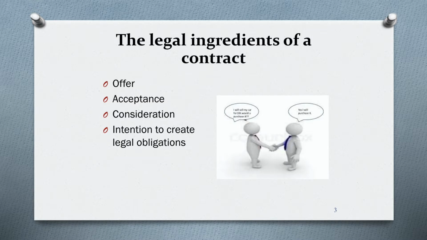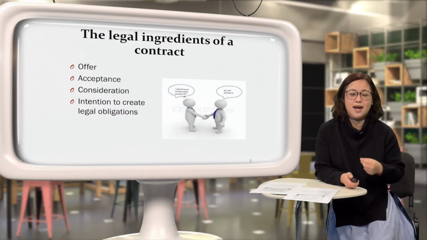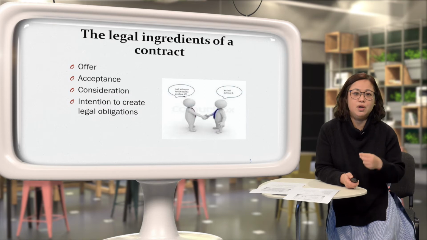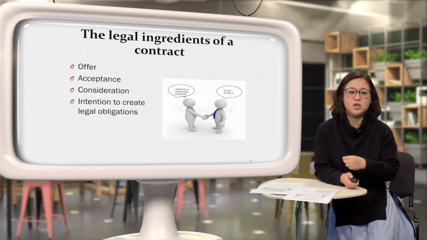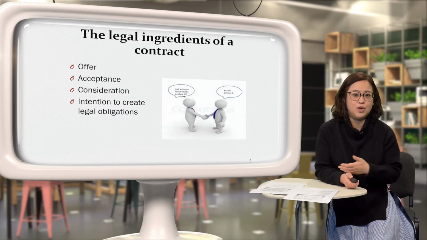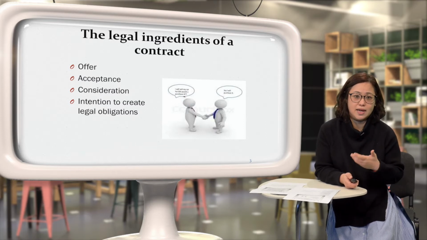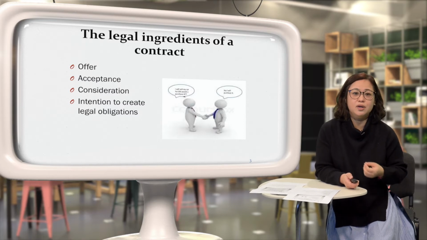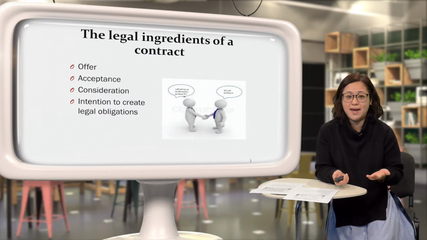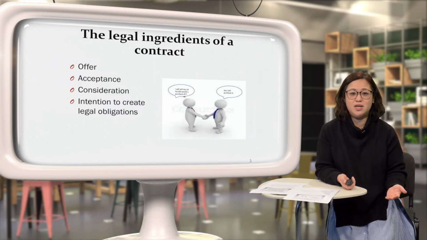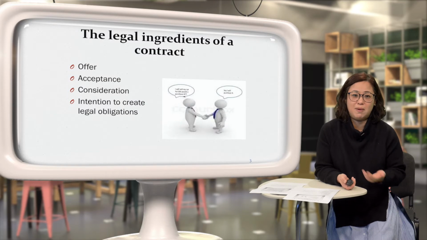The last ingredient is the intention to create binding legal obligations. Okay, so by buying the pen and by selling that pen to you, you intend to be bound by this contract. If somehow you haven't paid for it, the seller can seek recourse against you for payment of the pen. And if the pen doesn't work, you can actually sue for the damages you have incurred as a result of the pen. Usually you won't, it's $5. You would take it back for a refund or a replacement.